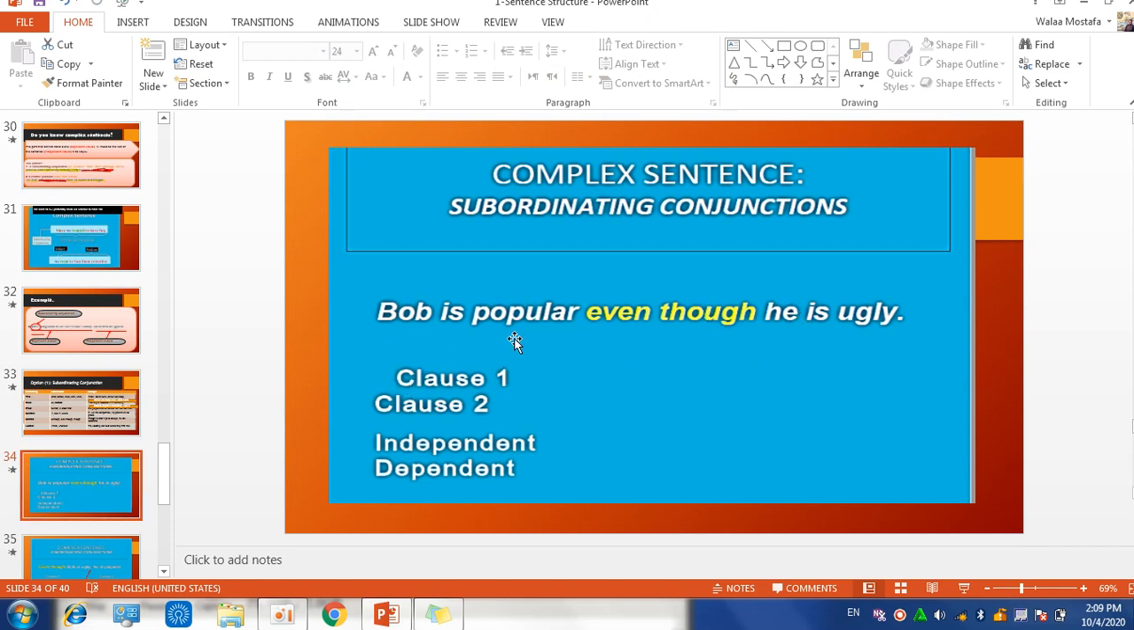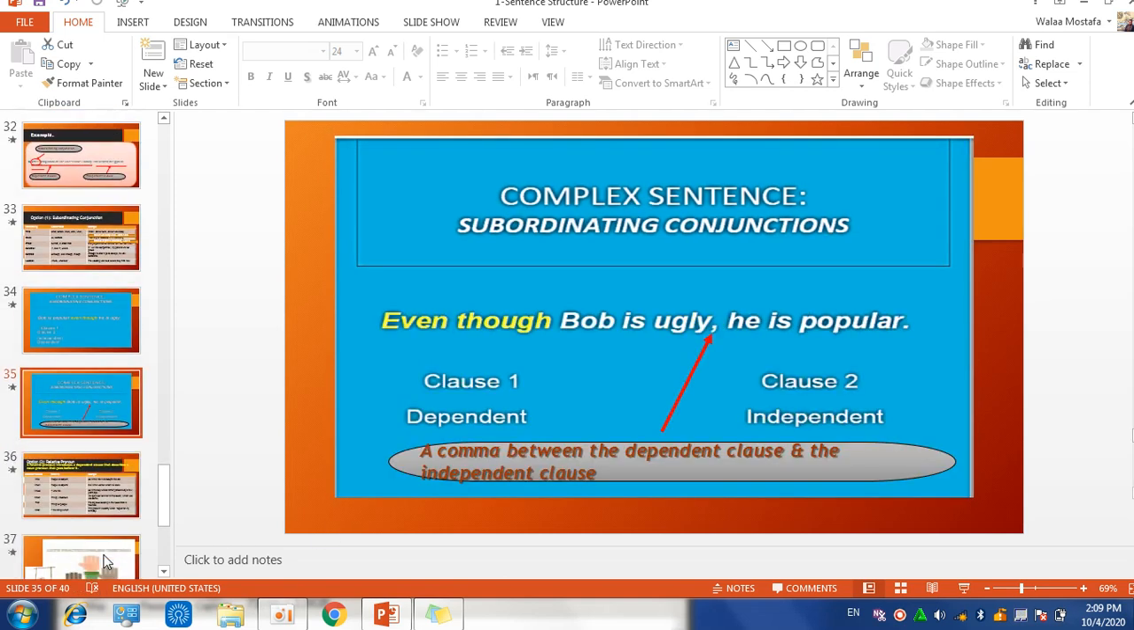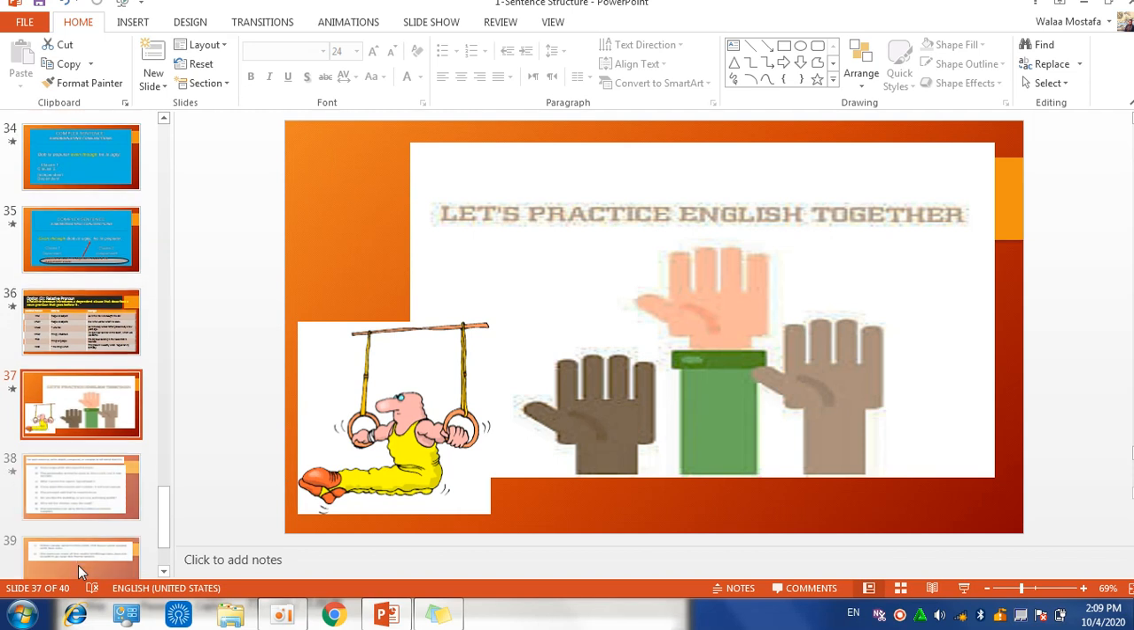Bob is popular even though he is ugly. The first clause is an independent one. The second one, even though he is ugly, is a dependent one. Here I can start with even though, but here I put a comma to separate it. Even though Bob is ugly, he is popular. Okay, let's practice.